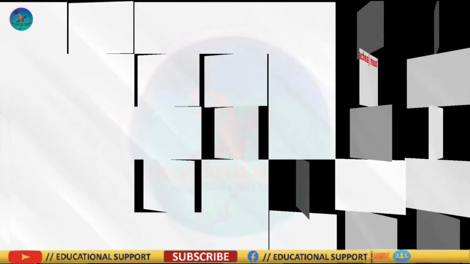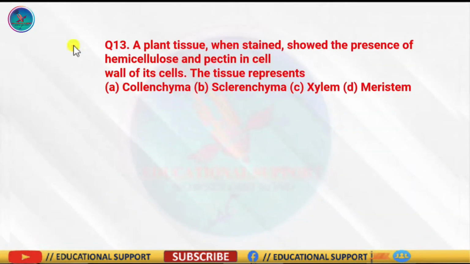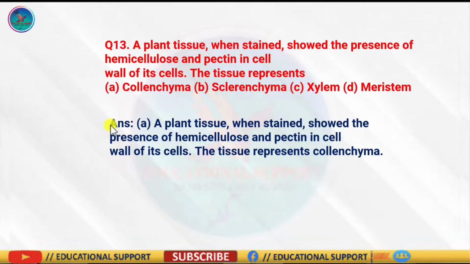Question number 13 is, a plant tissue when stained showed the presence of hemicellulose and pectin in the cell wall of its cells. The tissue represents collenchyma, sclerenchyma, xylem and meristem. You know that collenchyma is a group of specialized cells meant for mechanical support, and it has thickening at the corners of the cells, which is mainly because of the deposition of pectin and hemicellulose.